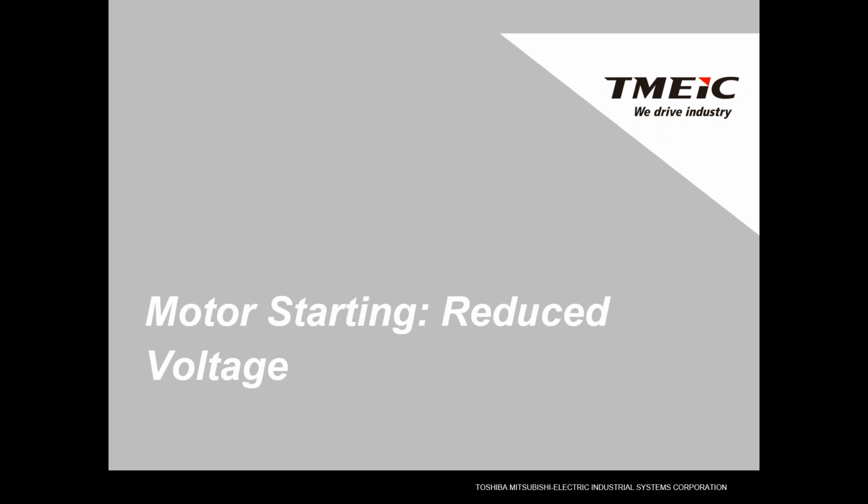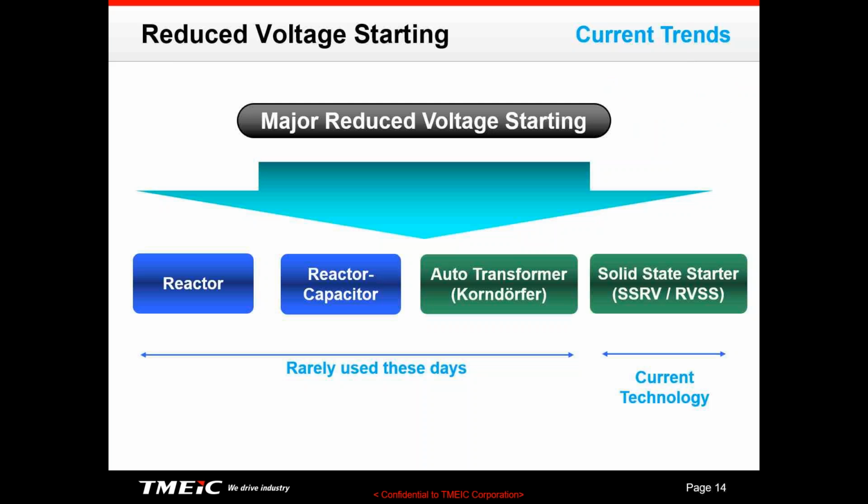Okay, the next starting method is the reduced voltage starting method. Reduced voltage starting also has 4 categories here: reactor, capacitor, autotransformer, and solid state starter, which is the reduced voltage soft start. The first 3 reduced voltage starts are rarely used these days. We don't really use these methods anymore, so we are not going to talk about the details of the first 3 here. But the soft start is also used very commonly in our industry.